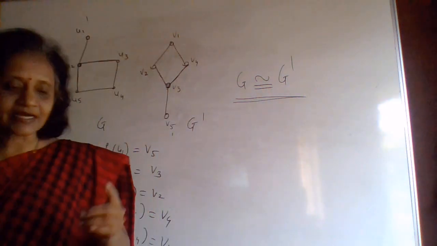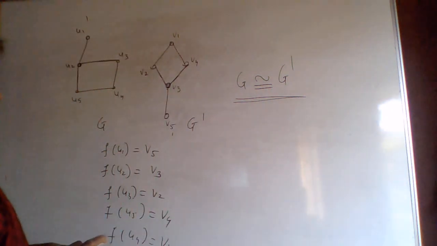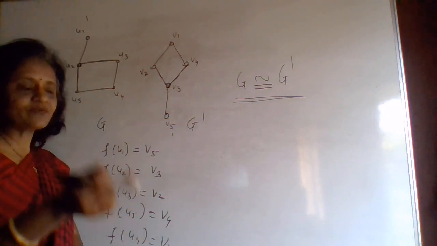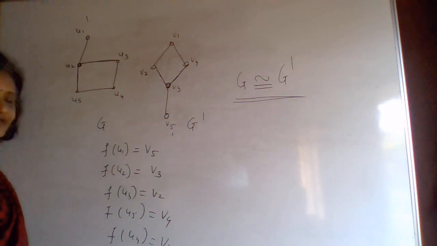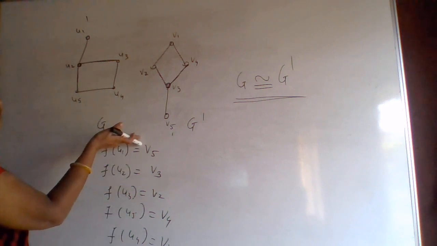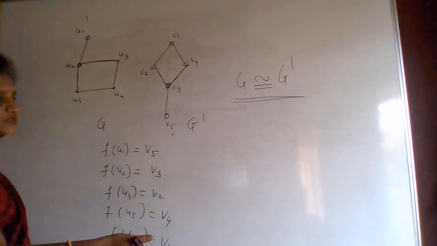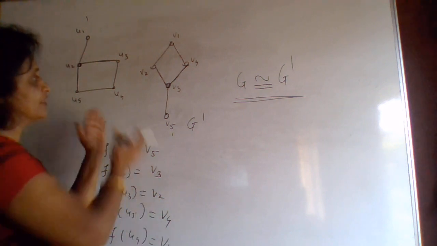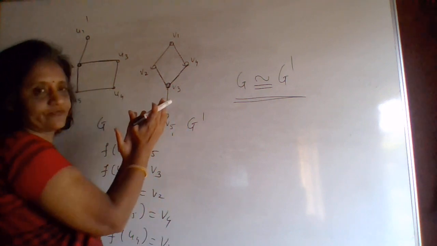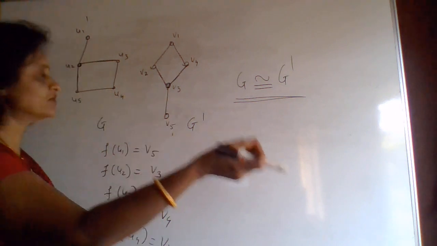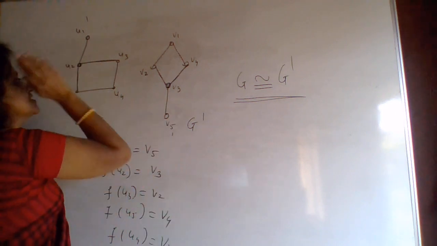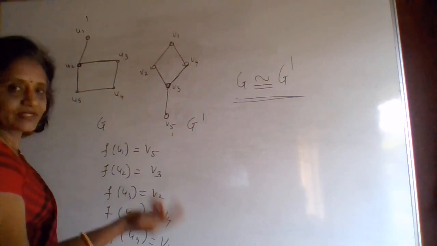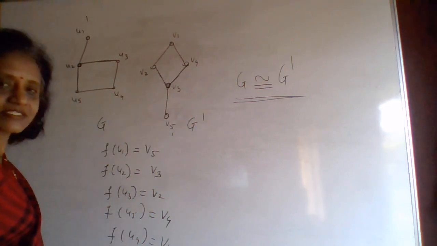When you are asked to show that the graphs are isomorphic, you have to construct a function which satisfies this. And if you want to show the graphs are not isomorphic, at this stage I won't tell you, you will come to know slowly as you study more and more properties of graphs. When the graphs are not isomorphic, you have to see some property which is satisfied by this graph and not satisfied by that graph. For example, next we will study what is a connected graph.